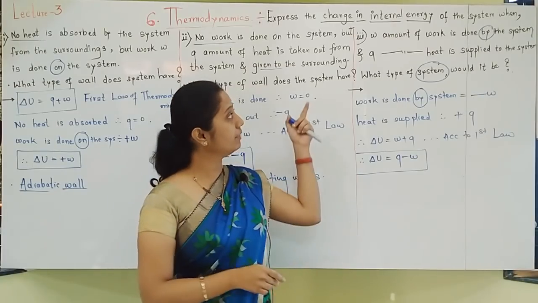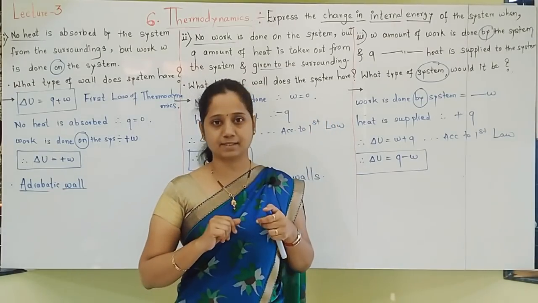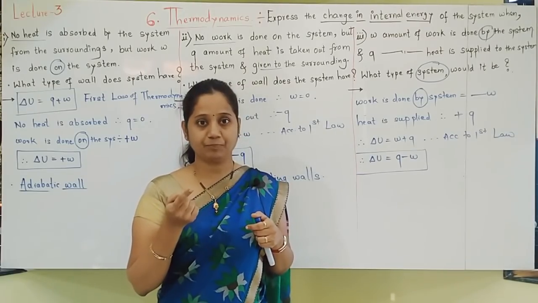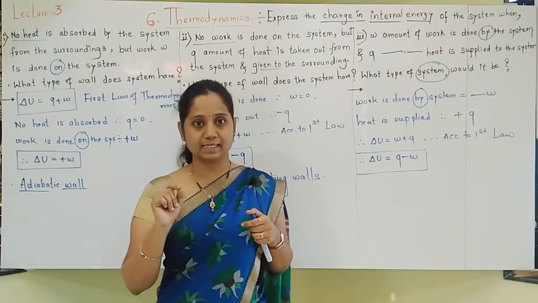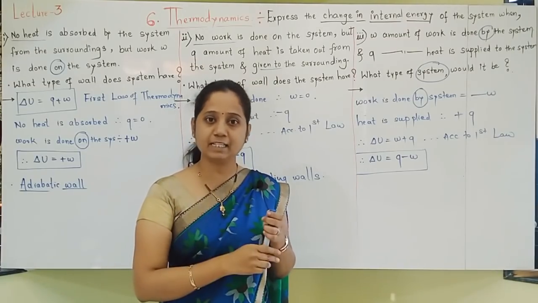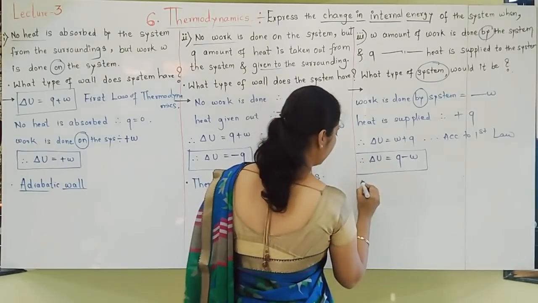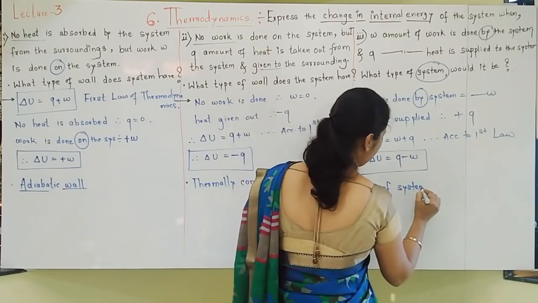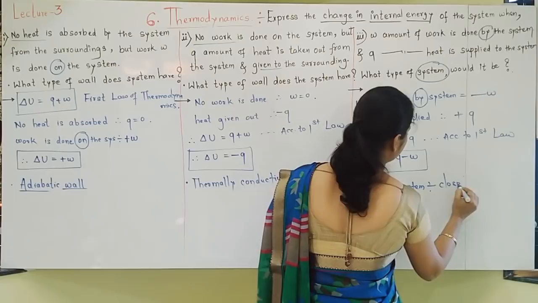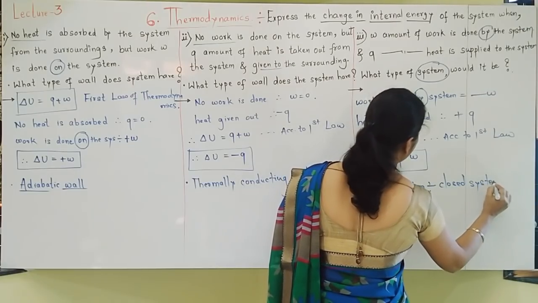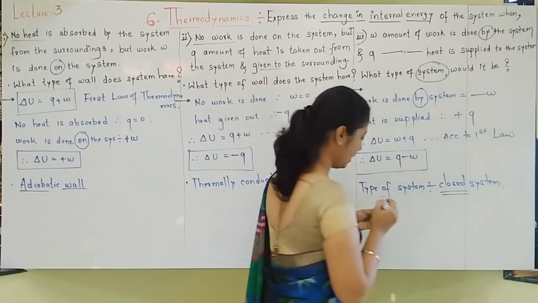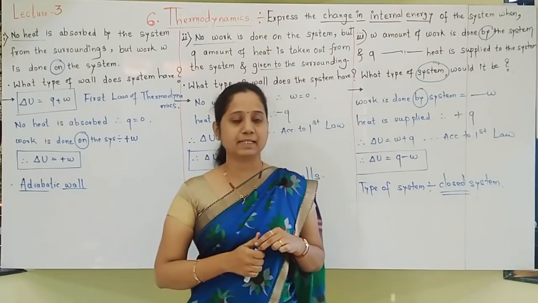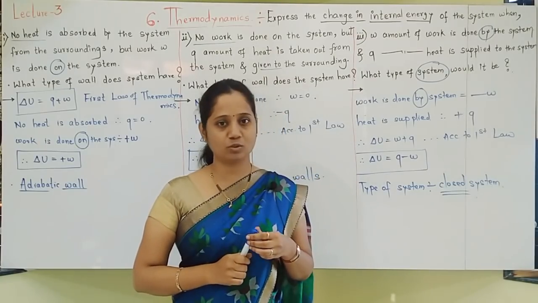Among that, they have given that W amount of work is done by the system. Work can be done by the system only if the system is closed. Okay. Work is done by the system only if it is closed, not when it is open. So type of system, I will write closed system. I hope you understood the explanation, students. Isolated is not possible because heat is supplied, and in an open system work is not done by the system, and that's why the answer must be closed system.